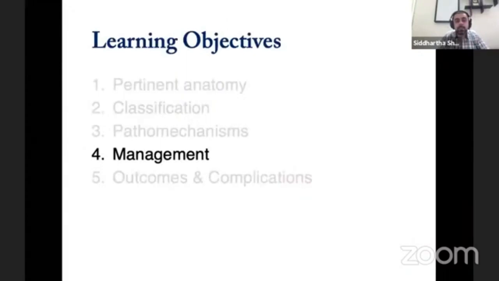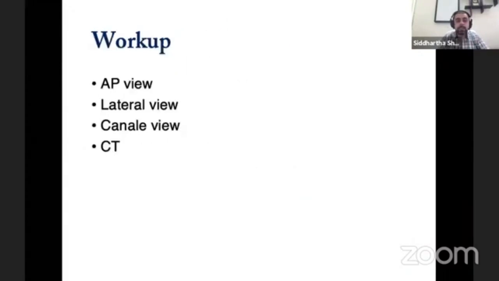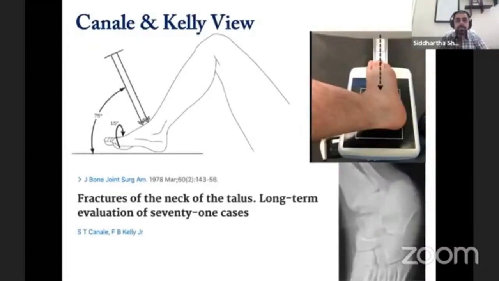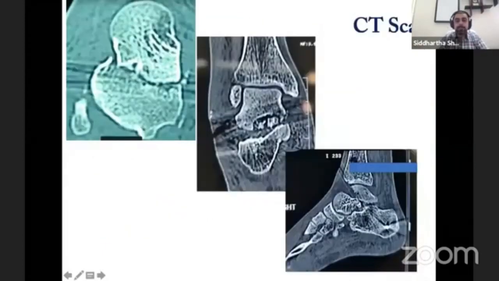Now let's look at the management. So the workup has already been described in good detail by Dr. Girish. Here, one of the important views is the Canale view, and you need to flex the knee and hip to 90 degrees. The beam should be angled 75 degrees cephalad, and the leg should be rotated 15 degrees inward so that the lateral border of foot is off the ground. In this position, as you can see here, you will be able to visualize the talus neck.